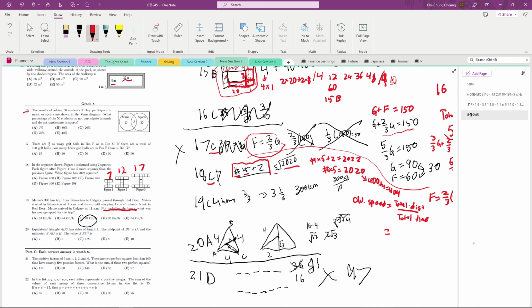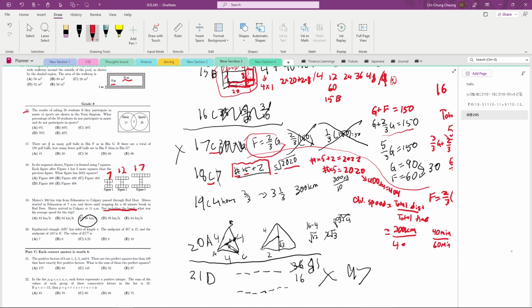Total distance is 300 kilometers. Total time is 7 a.m. to 11 a.m. That's 4 hours. But you minus 40 minutes. There's 60 minutes in an hour. So we want to find the fraction that 40 minutes is out of an hour. So it's 40 min over 60 min.